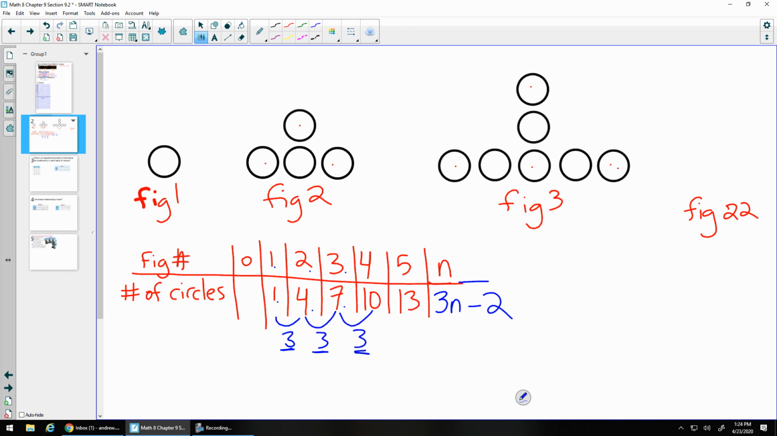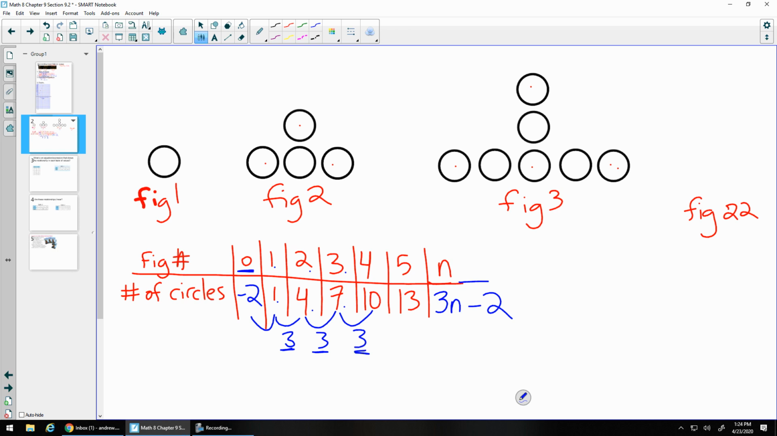Or I can go backwards in my pattern to figure 0. If you go to figure 0, that tells you what you're adding or subtracting at the end. So if I was at 1 and I have to go backwards 3 from 1, that brings me to negative 2. And so that's why I'm subtracting 2. Because we can sort of imagine at figure 0, before our pattern began, we would have had negative 2 circles.